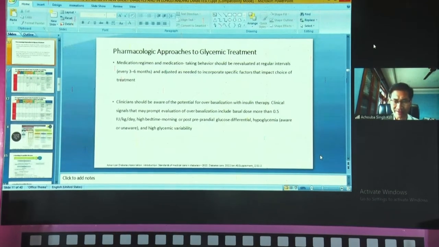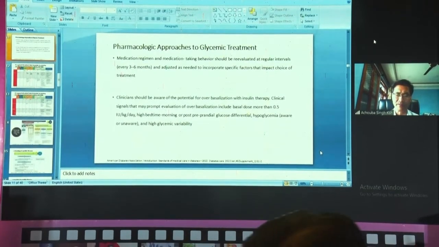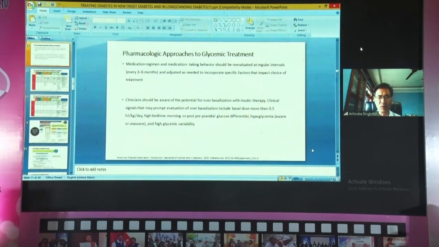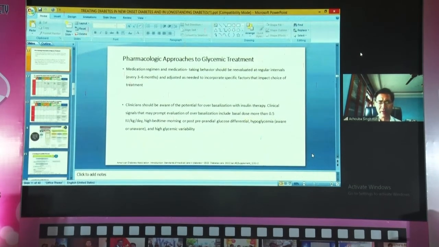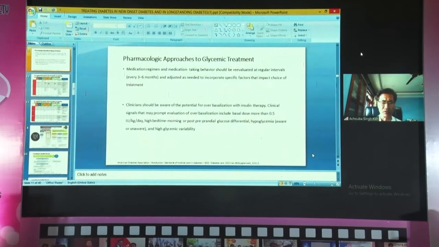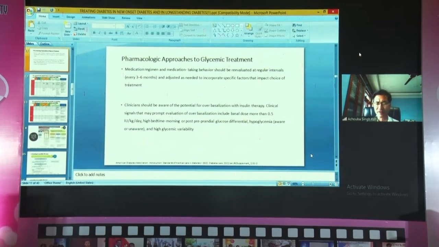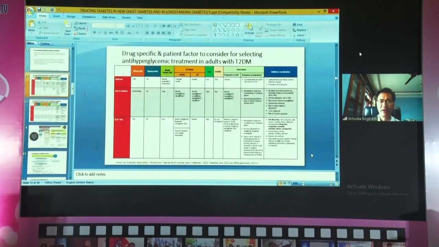If the dose is more than 0.5 IU per kg per day, then it is considered over-basalization. It is predicted by a bedtime-to-morning or post-prandial glucose differential, aware or unaware hypoglycemic episodes, and high glycemic variability. These are the indicators that the patient has gone into over-basalization, which is to be avoided.